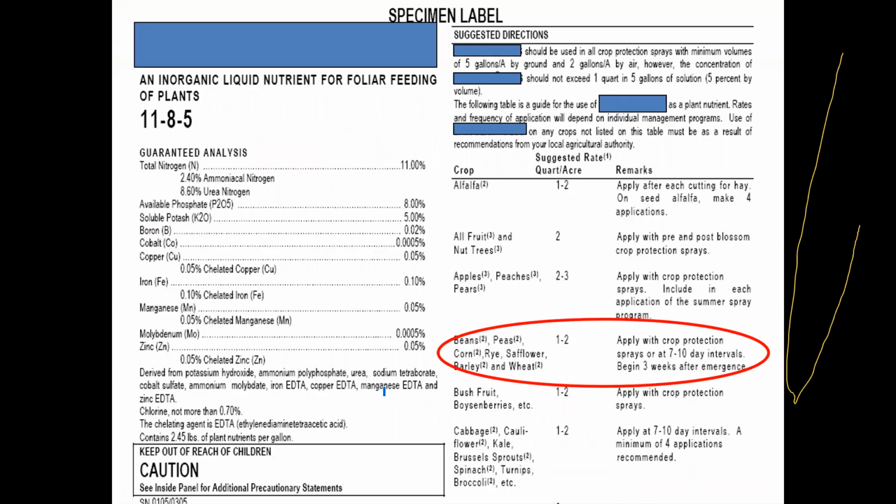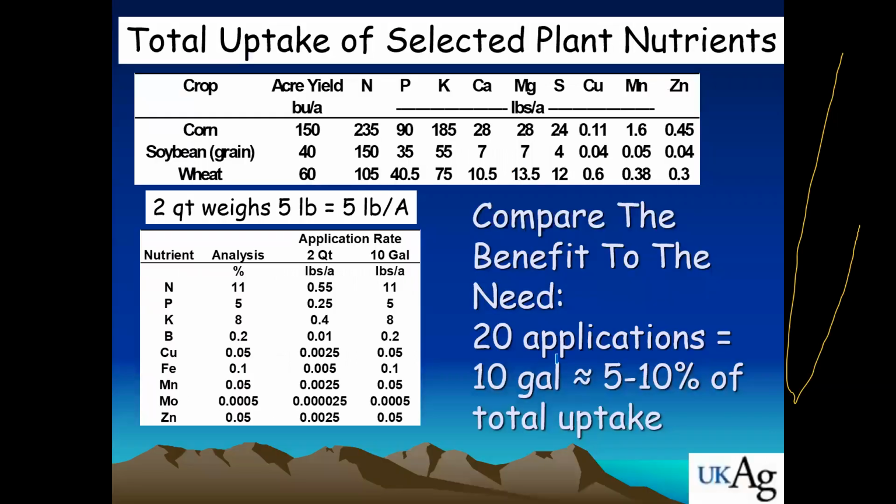This is my example. This is a product that shall remain nameless. It's got a good analysis. 11-8-5 on a foliar product isn't bad. But if we look at crops, alfalfa up here, they wanted 1 to 2 quarts an acre after each cutting, and then for a lot of the other crops, 1 to 2 quarts per acre. Now, let's say you make 3, 4, 5 applications of this stuff. What are you getting? Well, 2 quarts weighs about 5 pounds, at about 10 pounds per gallon.